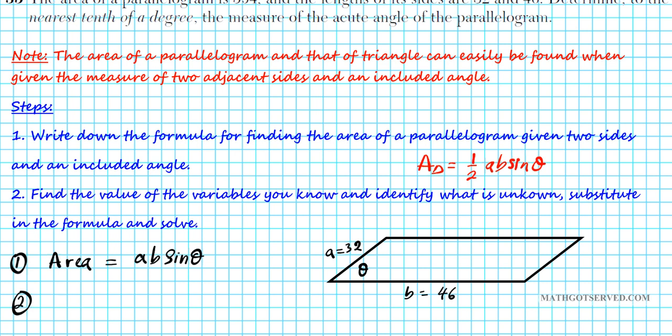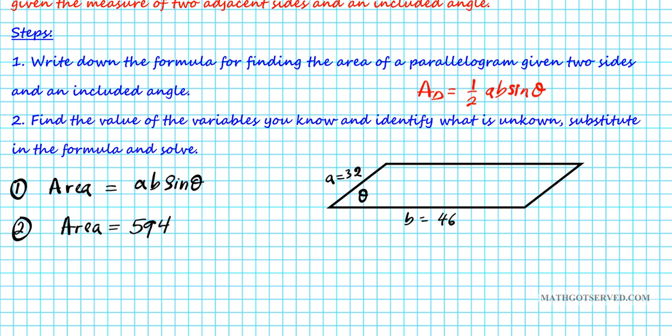Okay, so we know the area. The area is 594. We know what A and B are. A and B are the sides, right? A is 32. B is 46. Now, what is the included angle theta? That is our unknown. Okay, so we substitute all these values into the equation for the area, and then we'll solve for theta. Okay, so area is 594. 594 equals 32 times 46 times sine theta.